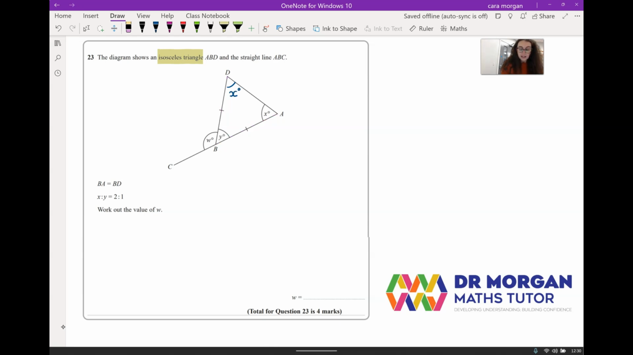So I'm just going to label the other angle X because I know that base angles are equal in an isosceles triangle. And I'm going to write that language down because that could be quite important in a reasoning problem. Base angles in an isosceles triangle are equal. Lovely, so I've set that up there.